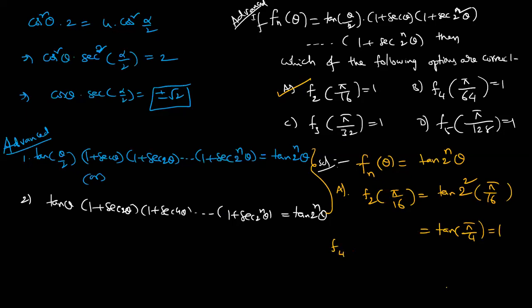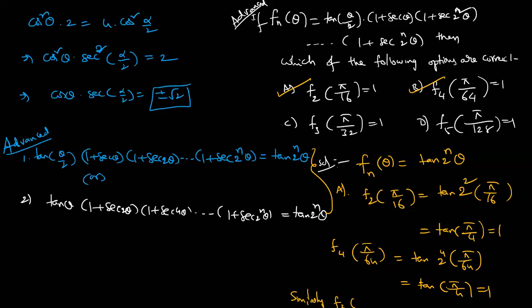Dear students, f_4(pi/64), suppose take it. What is the answer? tan(2^4 into pi/64). So how much is it? 1, pi/4. So option B is also correct. Similarly, f_3(pi/32) is equal to 1, and f_5(pi/128) is also 1. So all options are correct. So it was the previous JEE Advanced question.